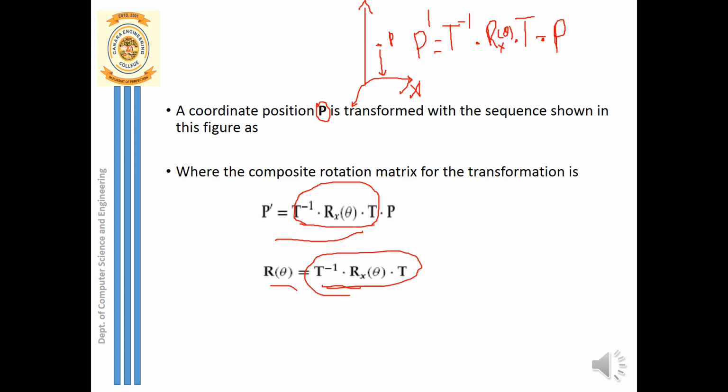In general you can write P dash is equal to R theta, which is nothing but the sequence of transformations that you have applied, multiplied with the original point. This point can be replaced by any other object now, it need not always be a point. It's a post multiplication, so the multiplication takes place from right to left.